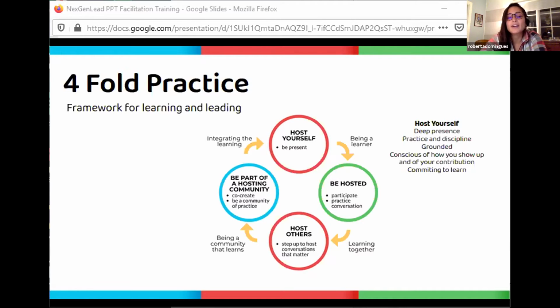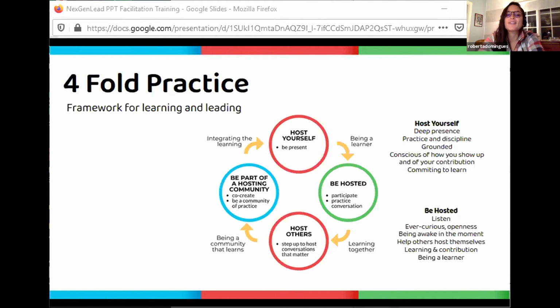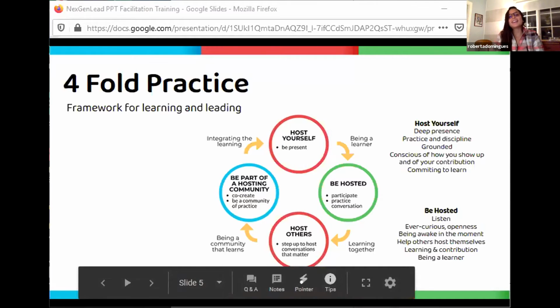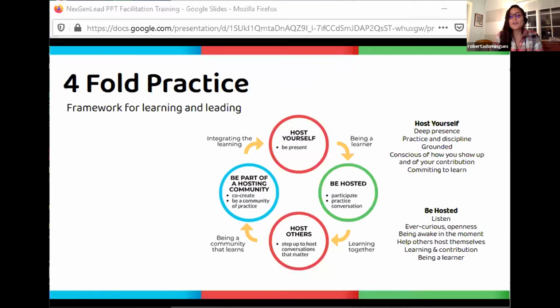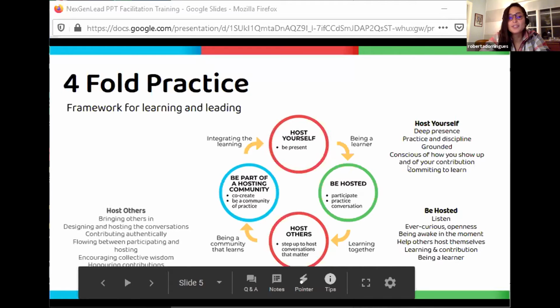The next one is about being hosted. And this is about not sitting back, but still participating, and it's much about our levels of listening. So that we bring this curiosity, this openness, and that we are also awake and open to the moment, and aware of how we are listening. So you can bring this contribution from this level, because when we listen more deeply, we can also contribute from a different level.